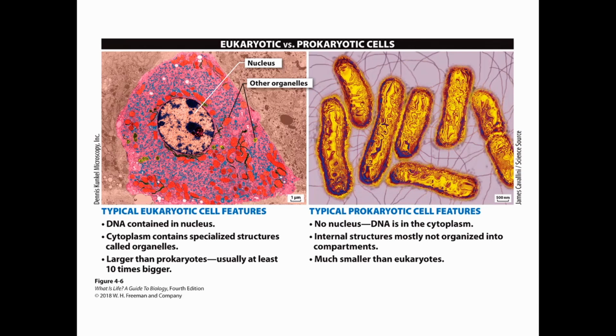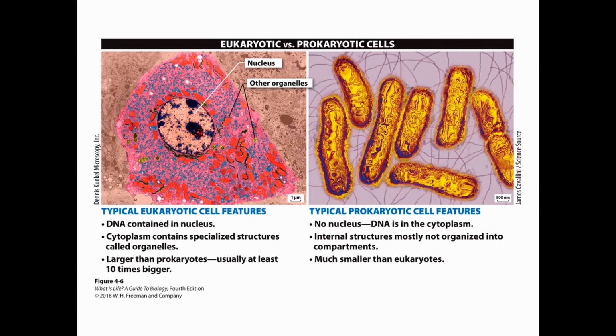So we have these commonalities of ribosomes, DNA, and a plasma membrane, but some key differences include eukaryotic cells having organelles that prokaryotic cells do not have, and that eukaryotic cells are much larger, sometimes 10 times bigger or more, whereas prokaryotic cells are very small.